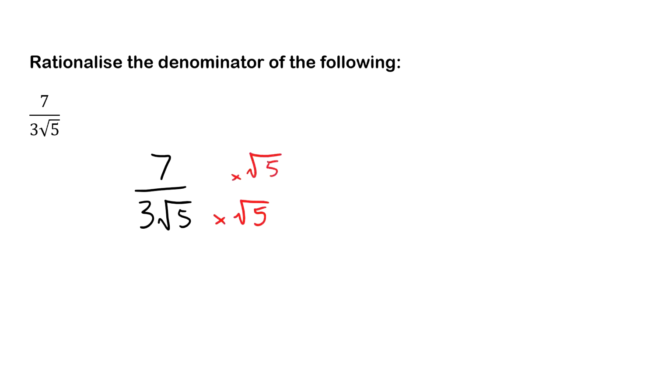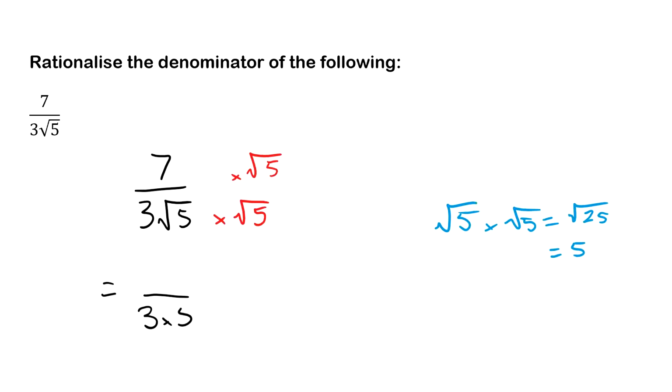Essentially what happens here is we go 3 root 5 times root 5, so I'm looking at the bottom this time. That means the root 5 and the root 5 cancel out, because remember, root 5 times root 5 equals root 25, which is just 5. So essentially we're just cancelling out that surd. On the bottom we're going to get 3 times 5. On the top we're going to get 7 times root 5, which is just 7 root 5.